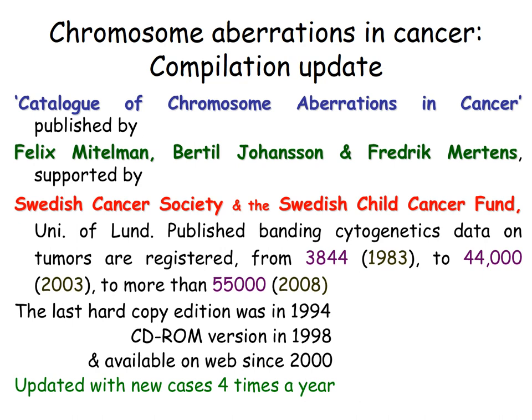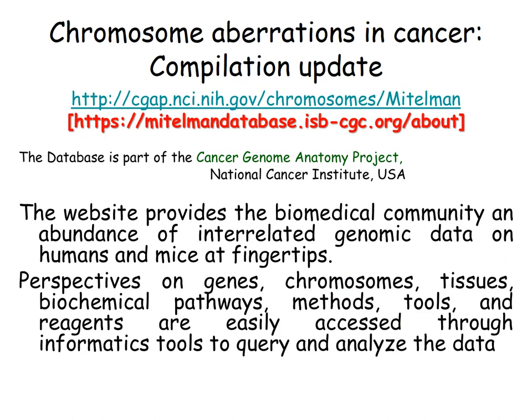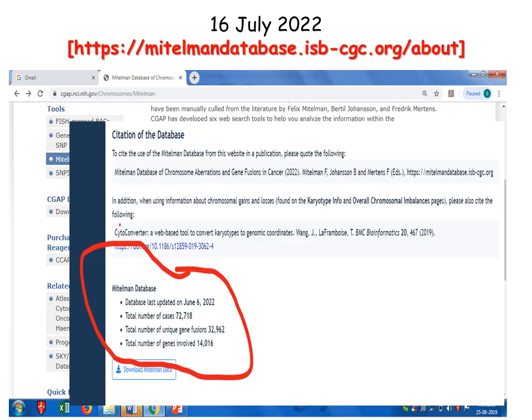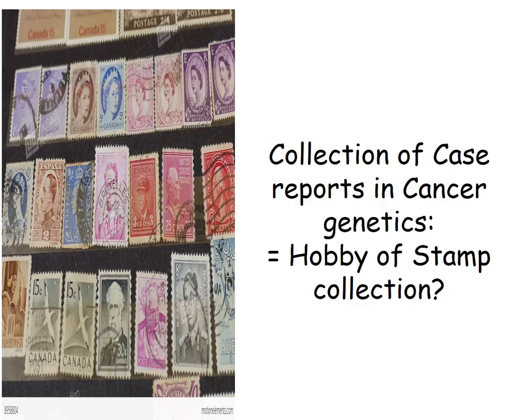So the numbers went from 3844 to, in May 2019, more than 69,000, and the recent one, just a few days back, is more than 72,000. Okay, so this site compiles all the published and validated findings of cancer chromosome aberrations.